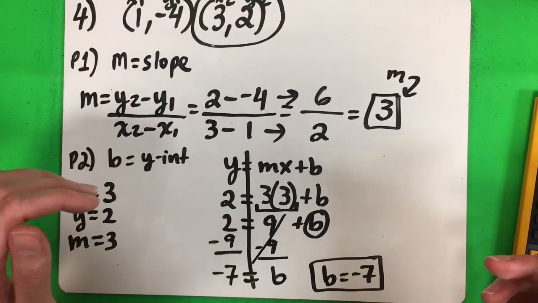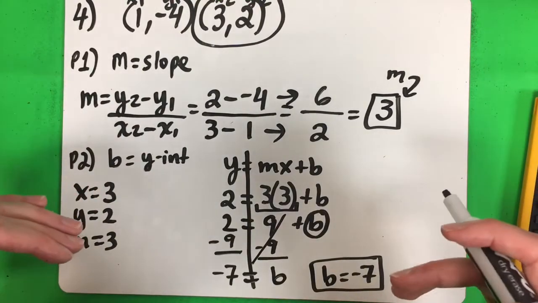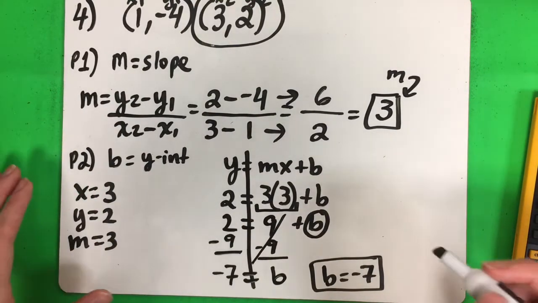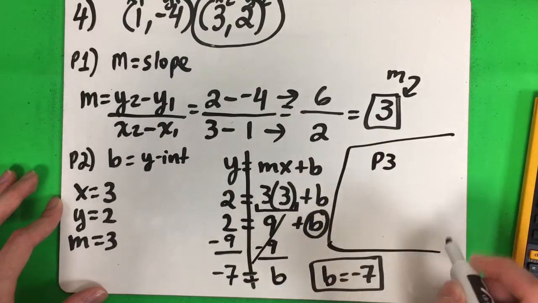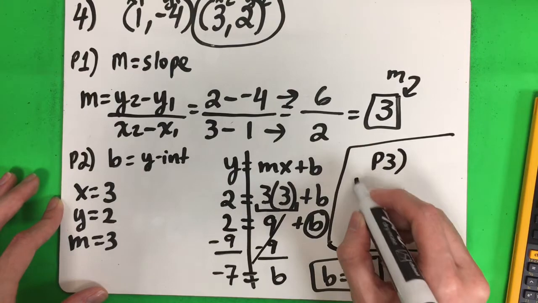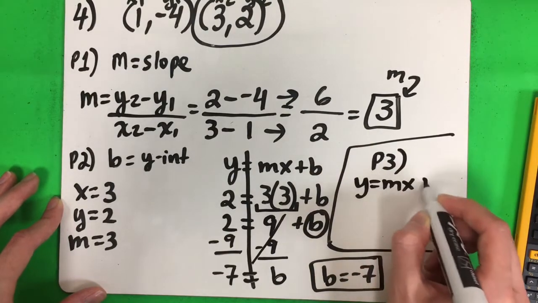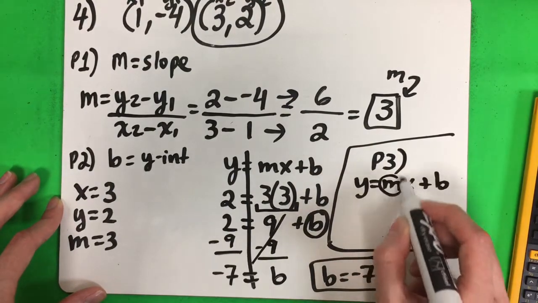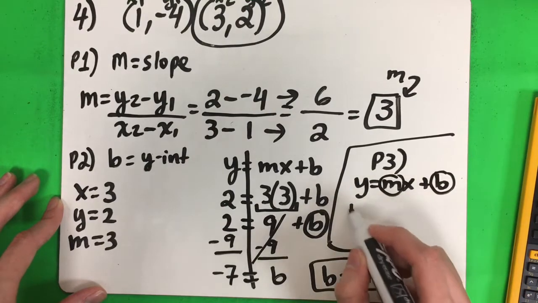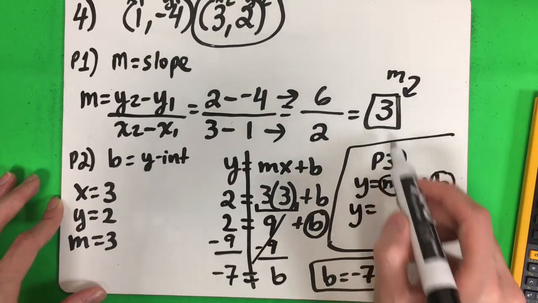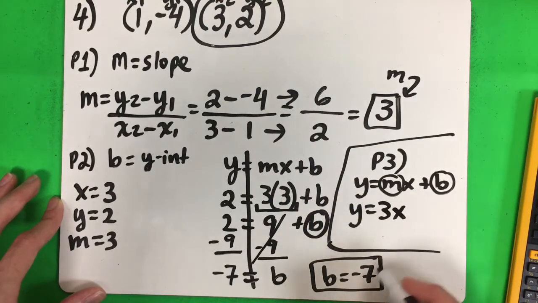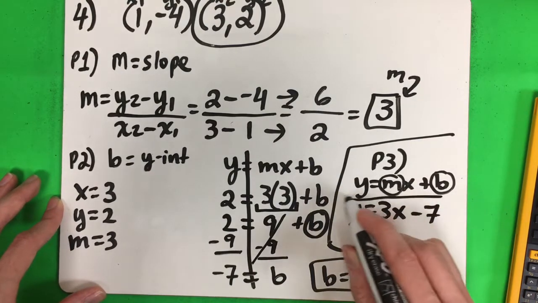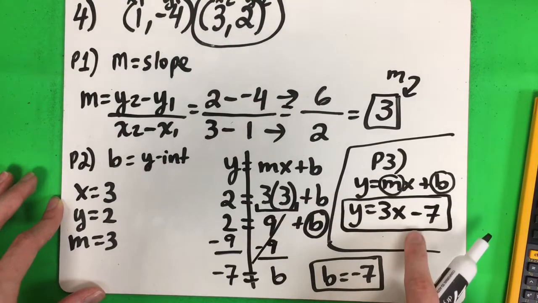Okay, now I need to put the numbers inside the formula. So part 3, I don't really have space. I'm going to do y equals mx plus b, and m and b are numbers. So y equals m is 3, x, b, negative 7. So this is my final answer.